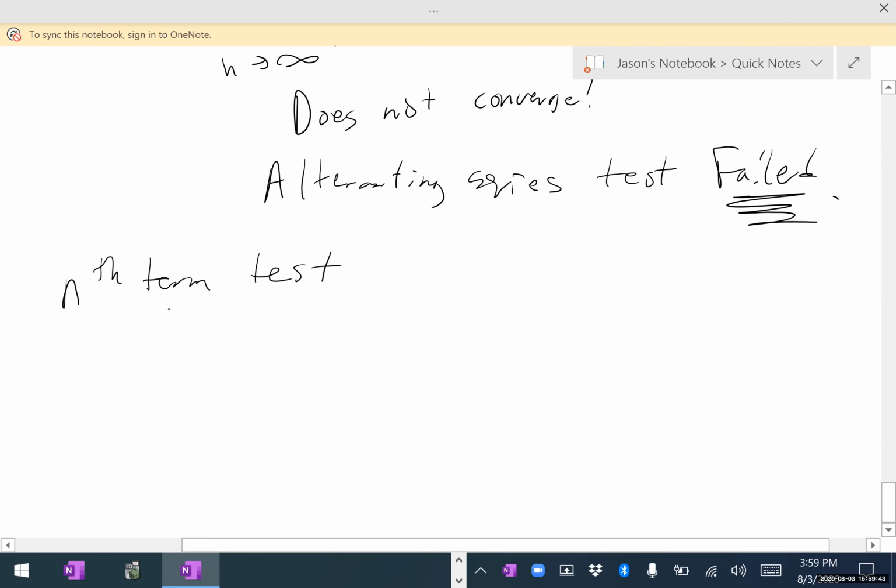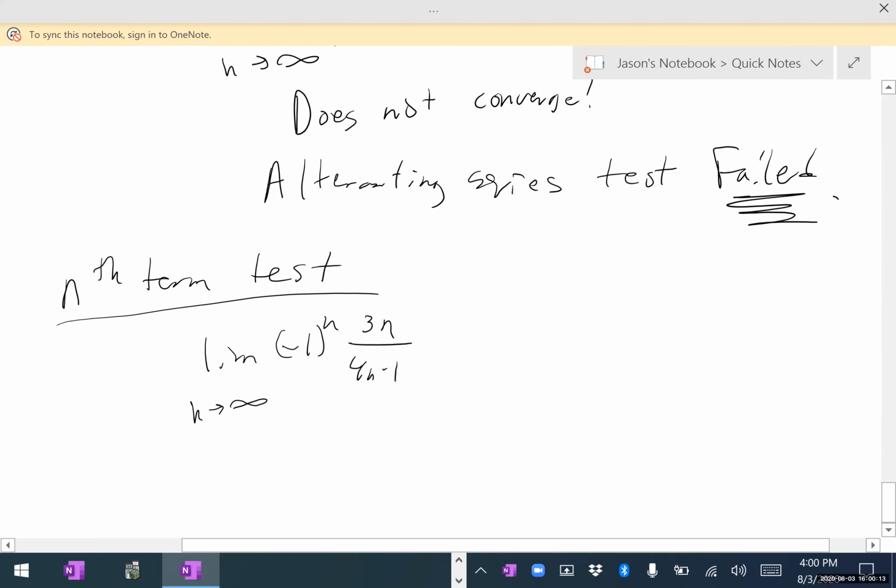But what about the nth term test here? Let's take the limit as n goes to infinity of -1 to the nth power times 3n over 4n minus 1.